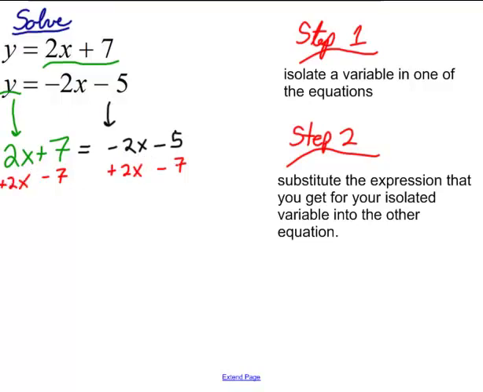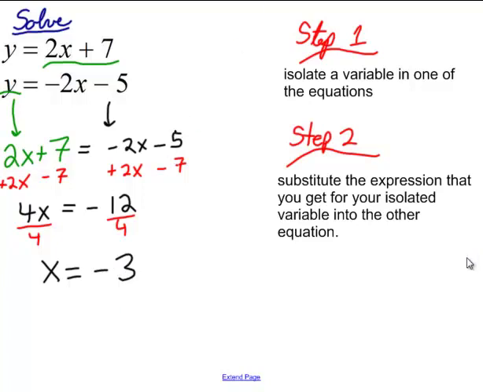Now let's write this step down. 2x plus 2x is 4x. 7 minus 7 goes away. The negative 2x plus 2x, again, goes away. And I have negative 5 minus 7, which is negative 12. So now I have 4x is equal to negative 12. I can solve for x, and again I'll just do the scaffolding really quick. I divide both sides by 4, and I get that x is equal to negative 3.